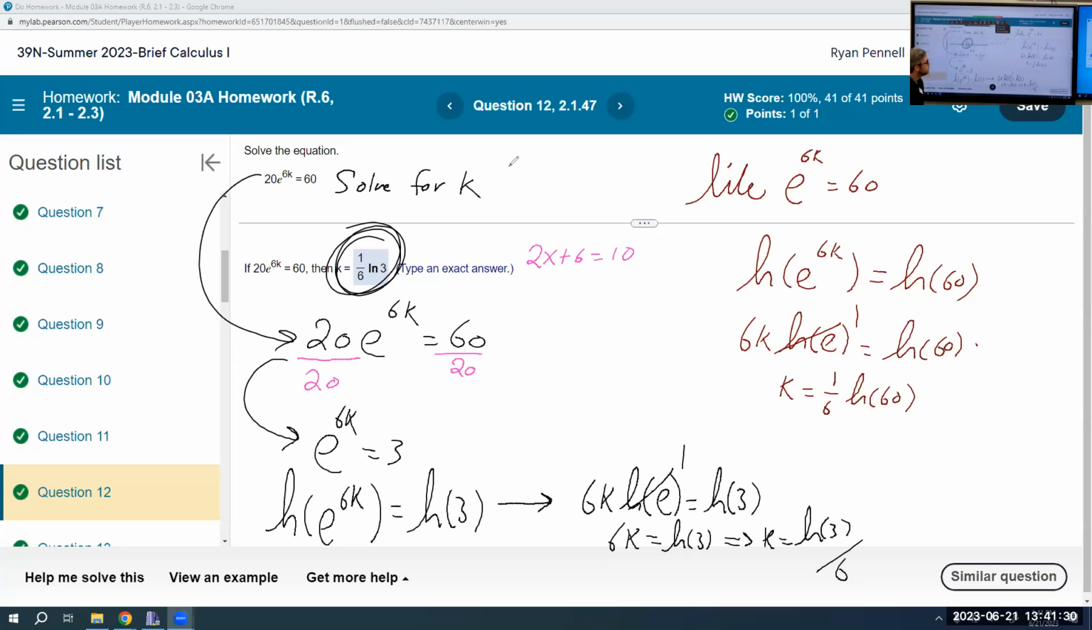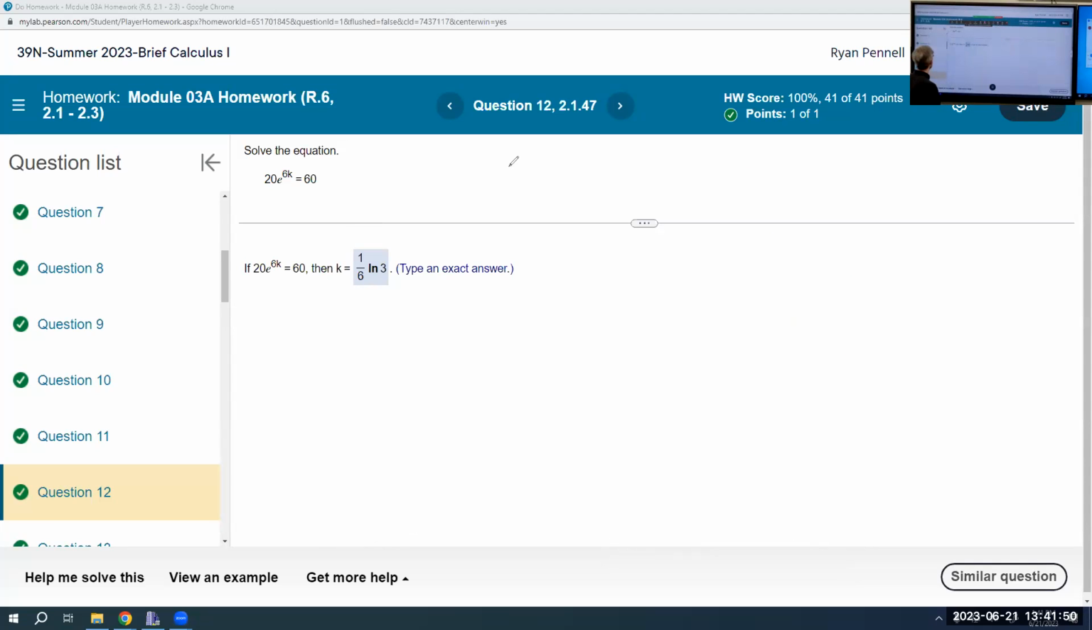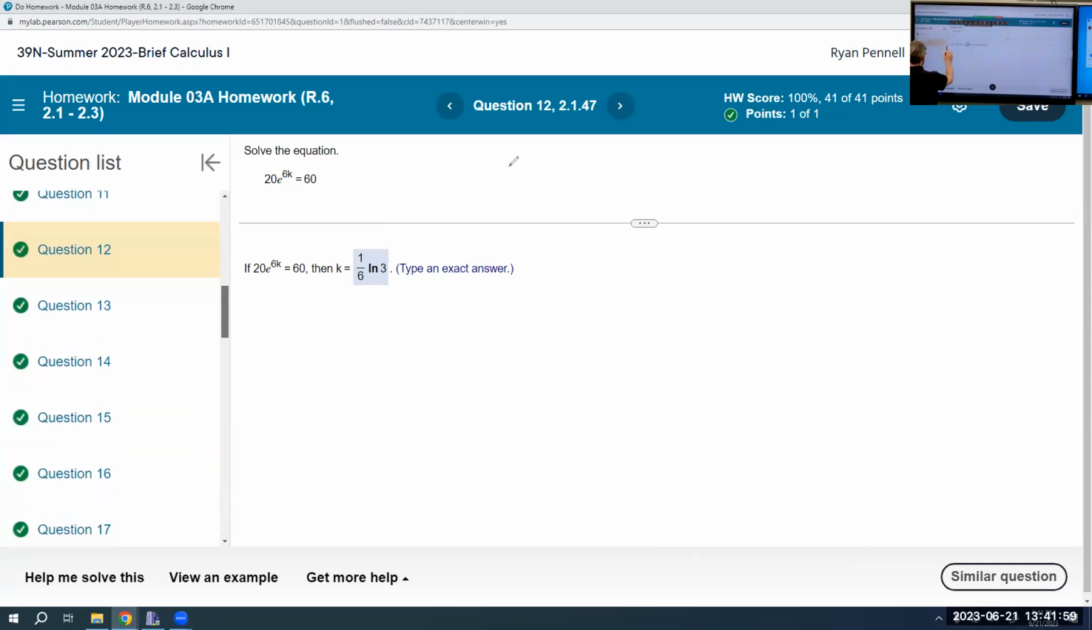Can I get a message from the chat? Is this review? Do you recall doing this before? Do you guys remember problems like this before? Have you seen this? Yes or no? Okay, good, good, good. I know we all need to practice with something like this, but maybe you've at least seen e logarithms before.